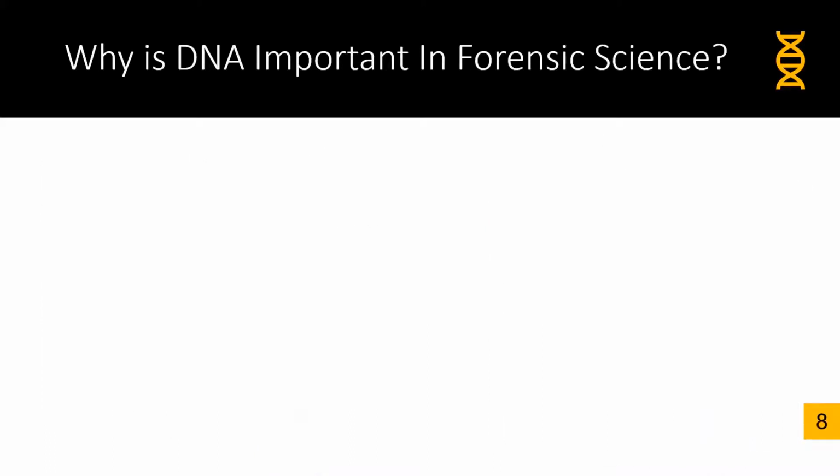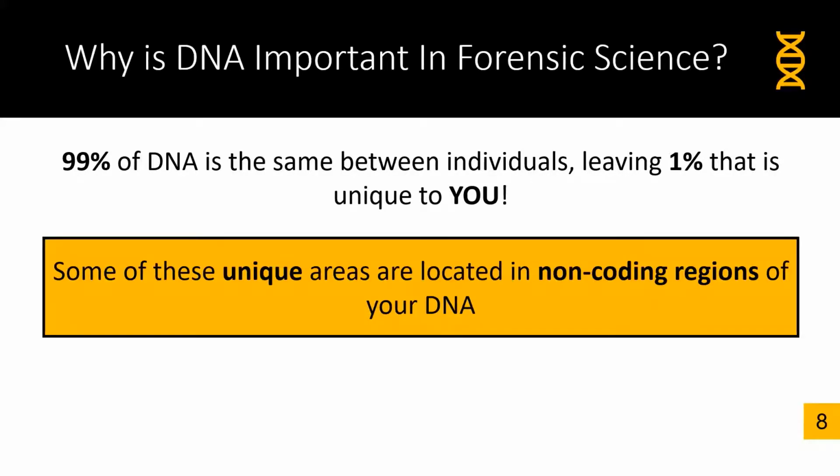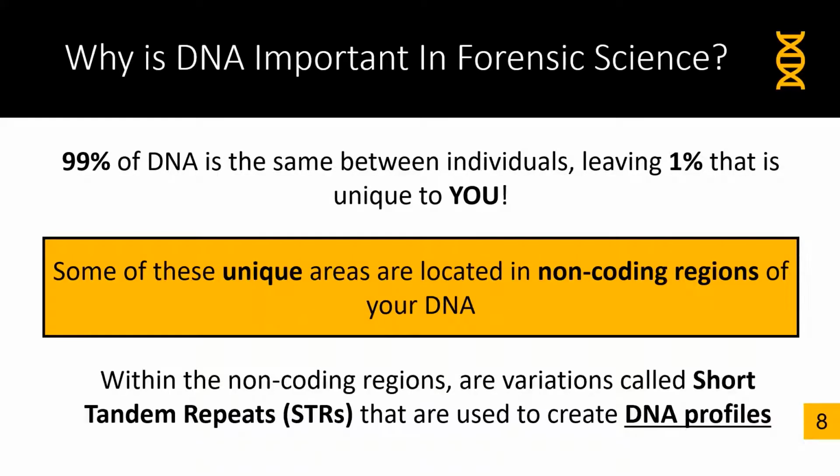But why is DNA so important in forensic science? Well, this is because approximately 99% of DNA is the same between individuals, leaving that 1% that's unique to you. Some of these unique areas are located in non-coding regions of your DNA, and within these regions, variations called short tandem repeats are used to create DNA profiles.